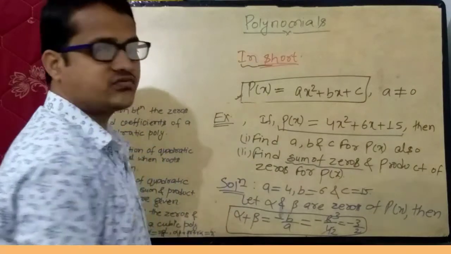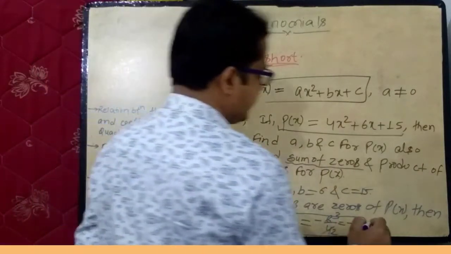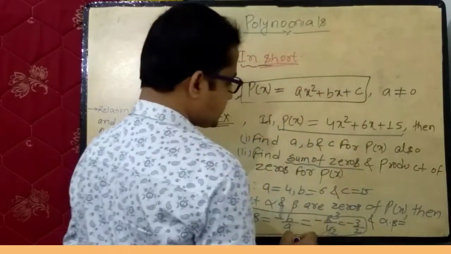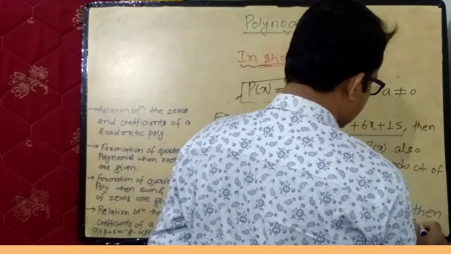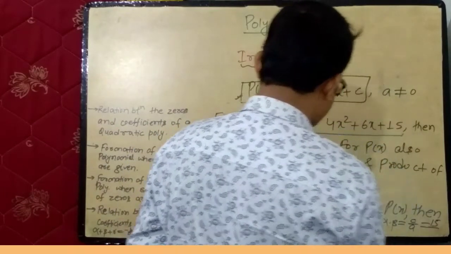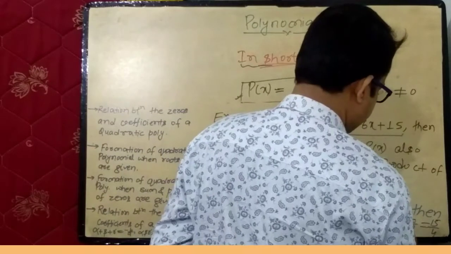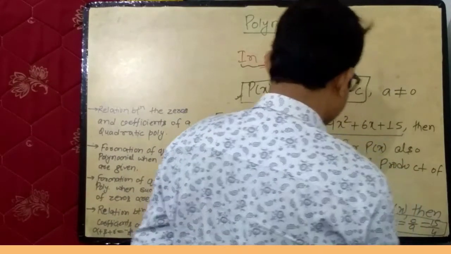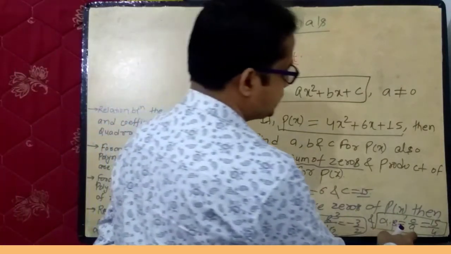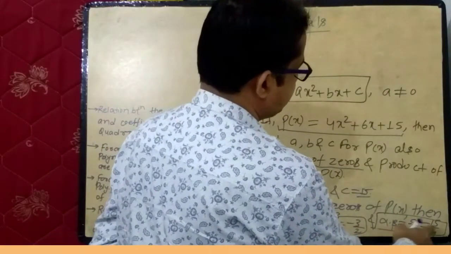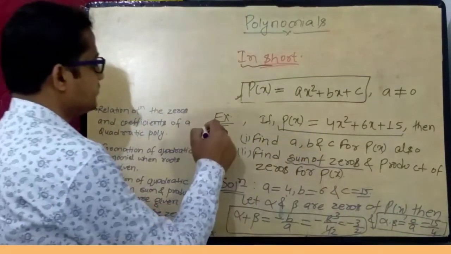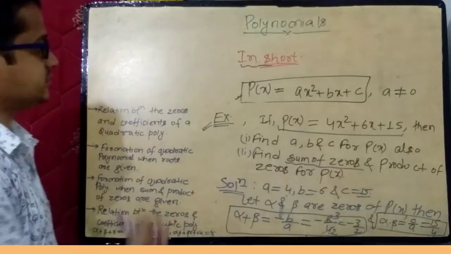This is the sum of zeros of this polynomial, and alpha into beta is the product of zeros of this polynomial. Then alpha into beta equals c upon a, where c equals 15 and a equals 4. This is the product of zeros of this polynomial p of x. So alpha into beta equals c upon a, and that is 15 upon 4. By using this procedure, you can find out the solution.